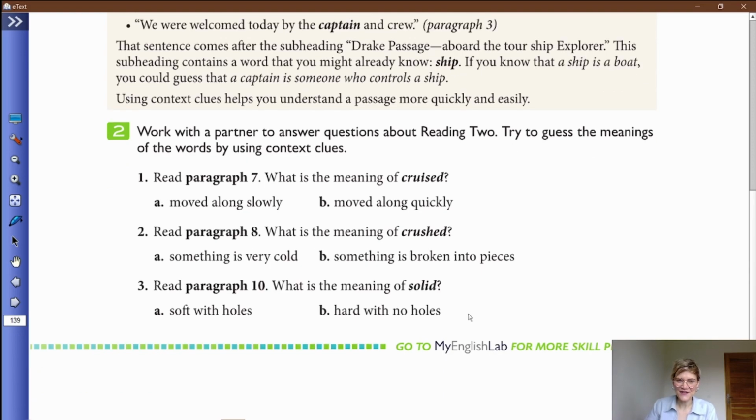Right. Okay, you're going to try to answer number 1, 2, and 3. Try to guess the meanings of the words by using context clues. 1, 2, and 3 refer to specific paragraphs, paragraphs 7, 8, and 10. Okay, pause your video and answer this. Go ahead.